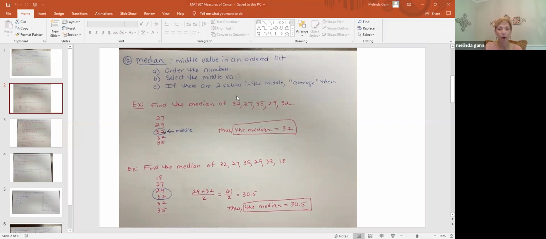Okay, a potential problem is going to be, what if it's a different list? So what if there was another number in the list and it was 18? Well, see, when I put them in order, there are 2 numbers in the middle. Okay, well, what do I do if there are 2 numbers in the middle? I average them. Okay, so I simply took that 29 and added it to that 32 and got 61. And then when I divided 61 by 2, I got 30 and 5/10. So the median here would be 30 and 5/10.